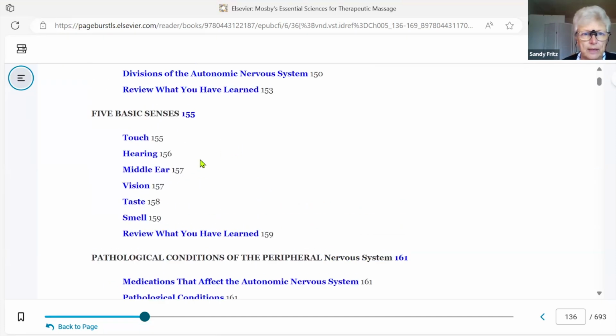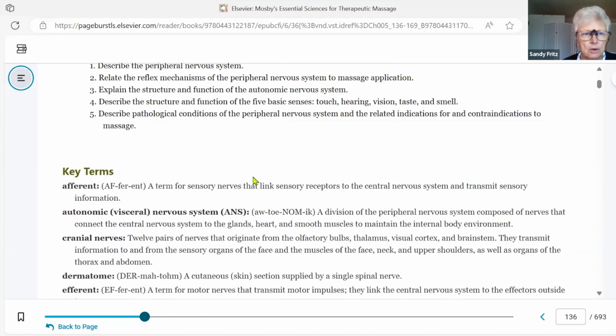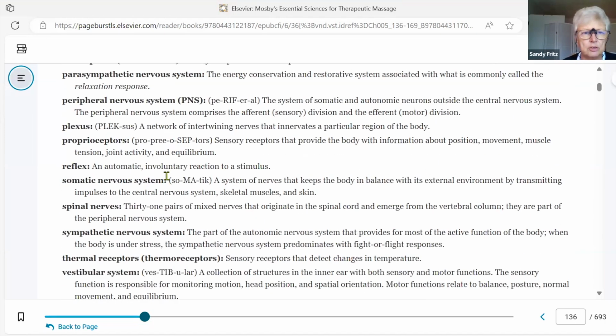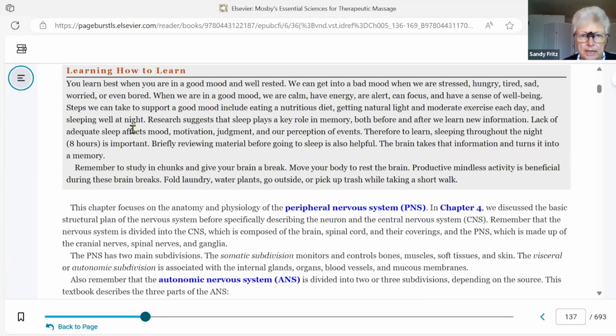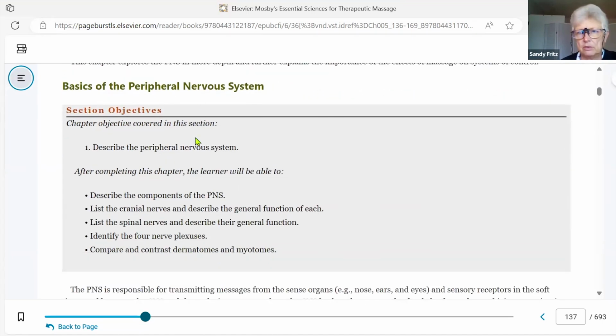And then in addition to that, we've got the 5 basic senses here, but there are other ways of thinking about these senses, and proprioceptive and vestibular mechanisms sometimes can be categorized here. And our pathology section. All right, chapter objectives: be able to know your key terms, pay attention to learning how to learn. Here's your overview, and then here are the basics for the peripheral nervous system.